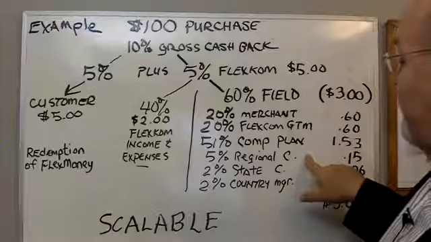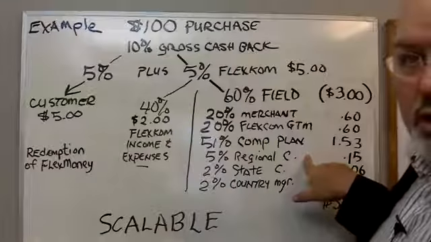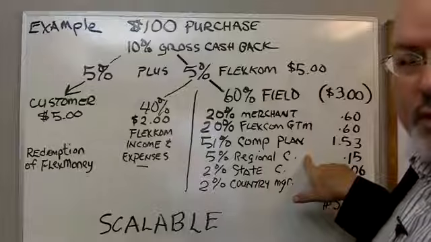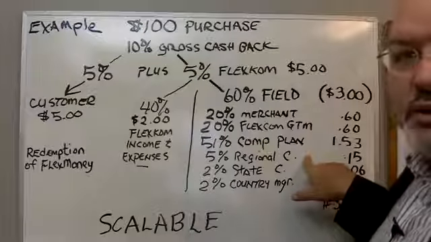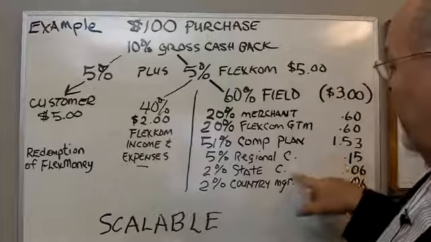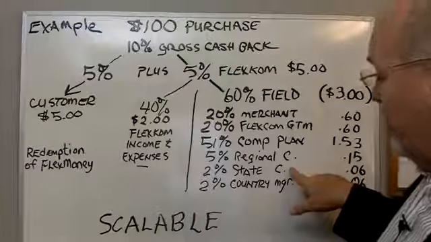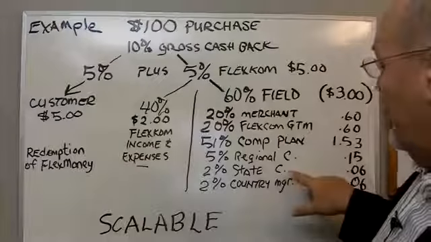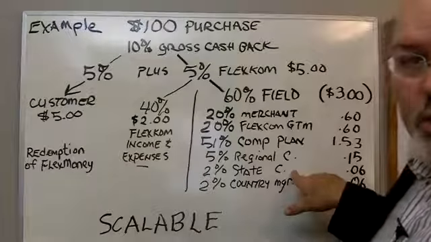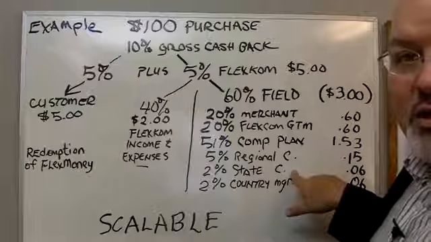The next thing is 5% that goes to a regional coordinator, and a regional coordinator is a person who handles customer service things for the merchants. And the next thing is a 2% override, or 2% of this money, that goes to a state coordinator. And each one of the states in the United States will have a state coordinator.